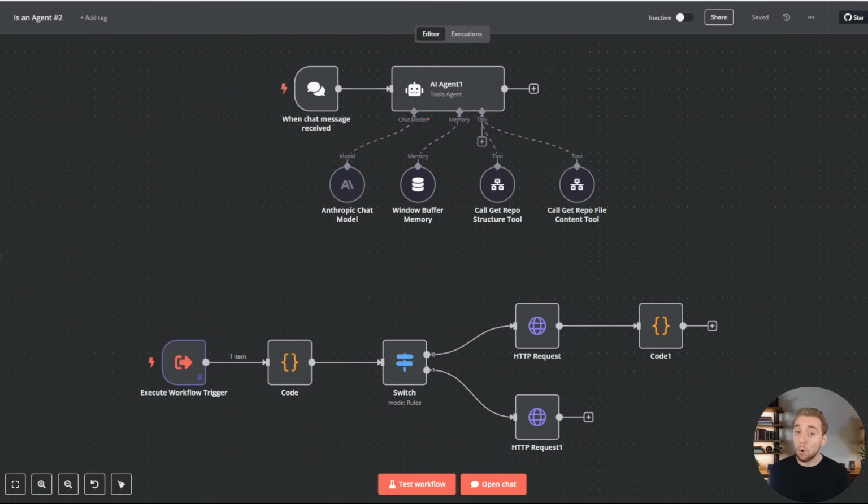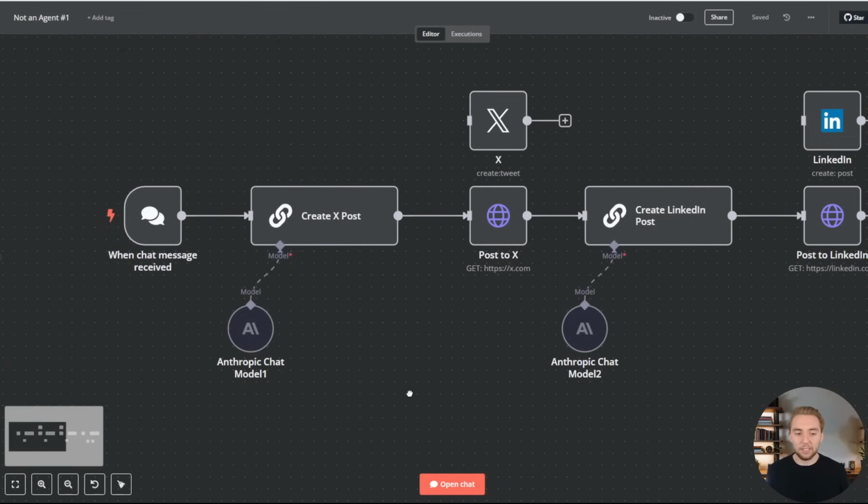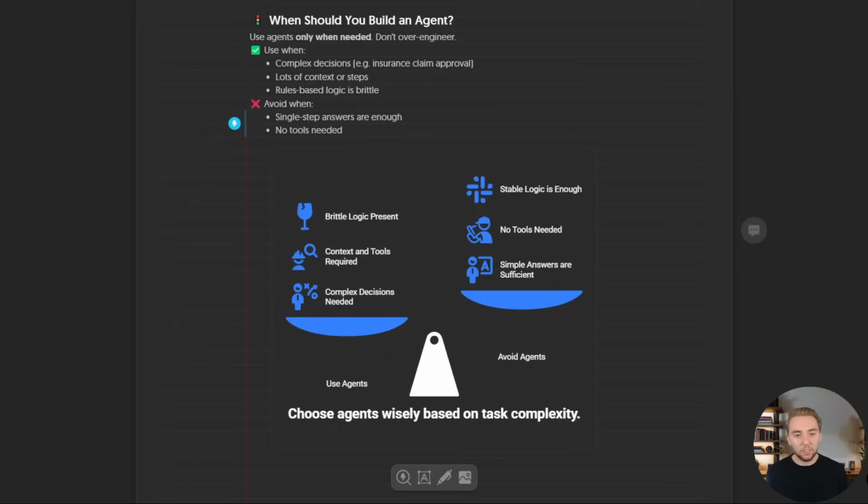But it's going to be more unpredictable, because maybe it shouldn't look at a file, but it decides to anyway, or we want it to analyze a file and it skips that. That's the kind of mistakes that agents can make that we wouldn't make in a traditional workflow. Like, it's never going to accidentally skip creating the X post, because that is hardwired into this linear process. So I hope that makes sense.